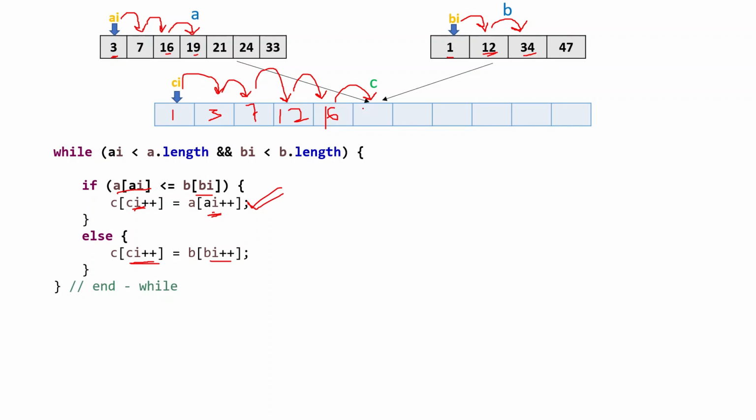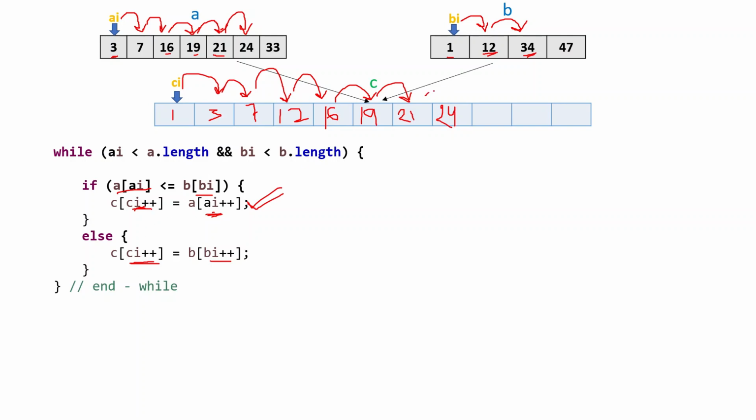Similarly, 19 is lesser and the if condition is satisfied, so AI is going to increase and Ci is going to increase. Now 21 is compared with 34. 21 is lesser, so we put 21 here, and Ci plus plus, AI plus plus, because the if condition is satisfied. AI now points to 24, the next element, so 24 is compared with 34 in the next iteration. 24 is lesser, so we put 24 here, and Ci plus plus, AI plus plus.